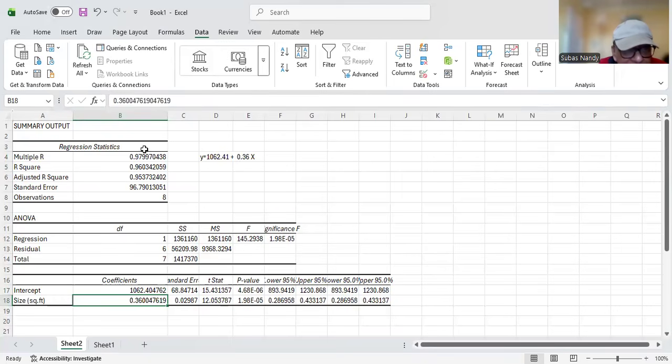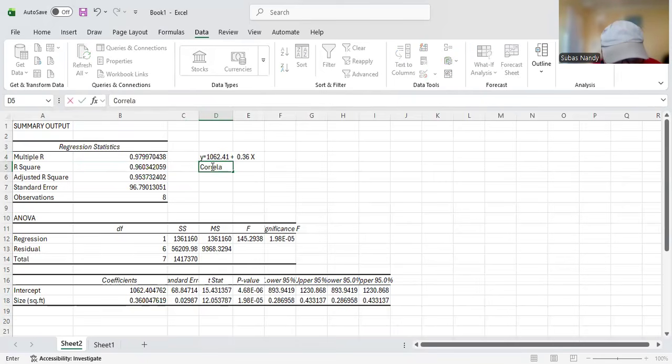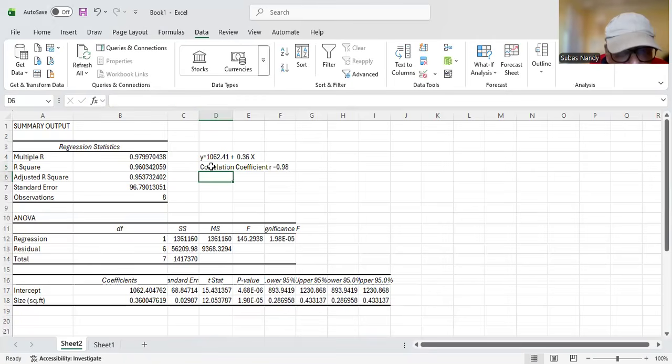Now you're asking about R. So what is the value of R? It's given over here. So correlation coefficient. How many places do you go? You can go three places. Correlation coefficient, or R, is 0.9799. Maybe you can round it up to R is equal to 0.98, because it was 0.9799. Okay. And what is your R square value?